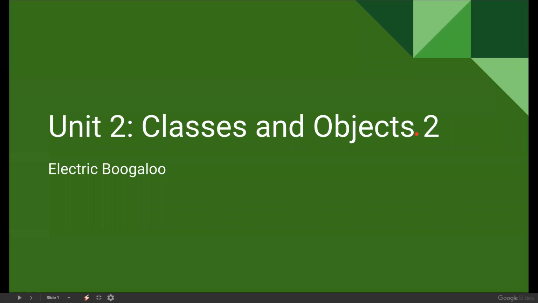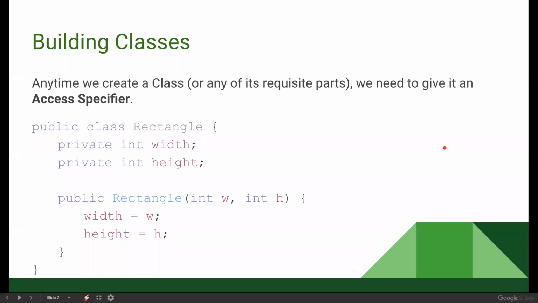All right, so this unit, I'm calling Unit 2, Classes and Objects 2, Electric Boogaloo. We are going to be revisiting all of the topics we covered in that unit, just in a little bit more depth. So today we are discussing access specifiers.